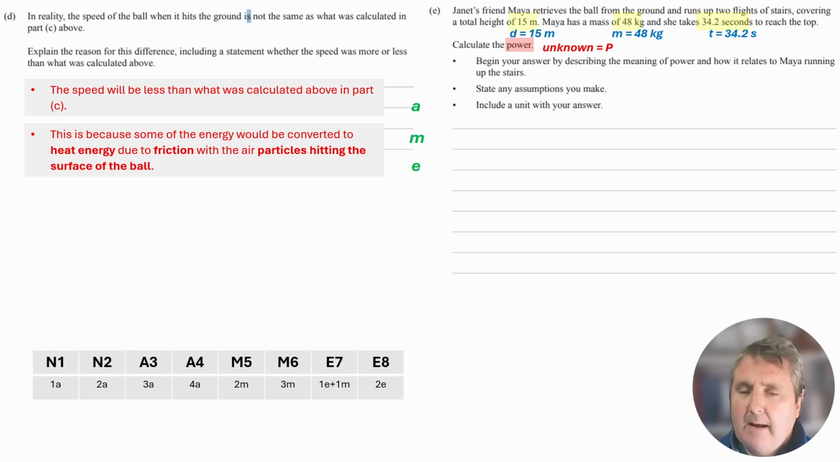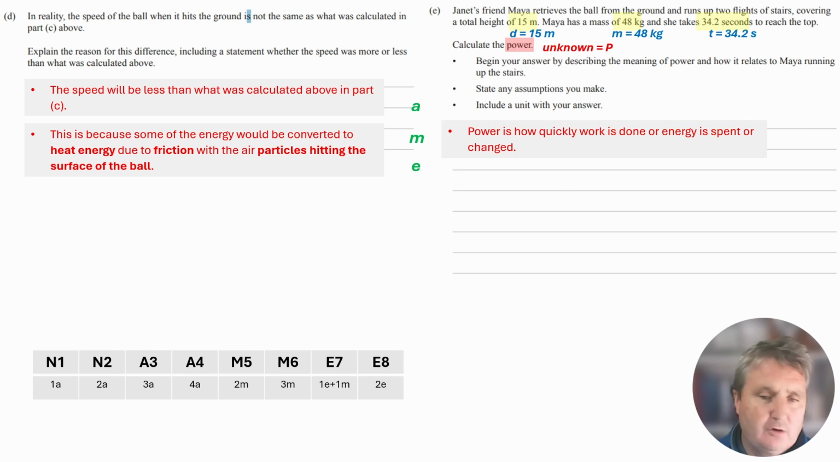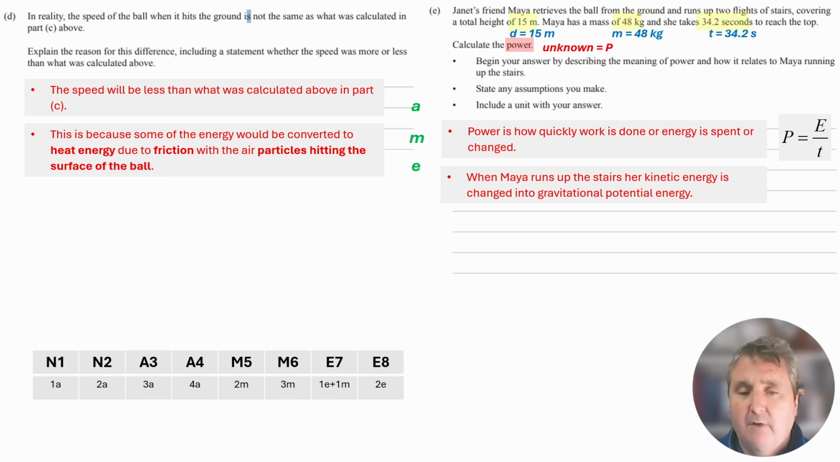So the first thing that we should actually state here is power is how quickly work is done or spent or changed. So quickly refers to time. I could write this down as power is a measure of how much energy is used in a given amount of time as well. That would be another way to explain power. So I've put the equation here. This is what it means. Power equals energy divided by time.